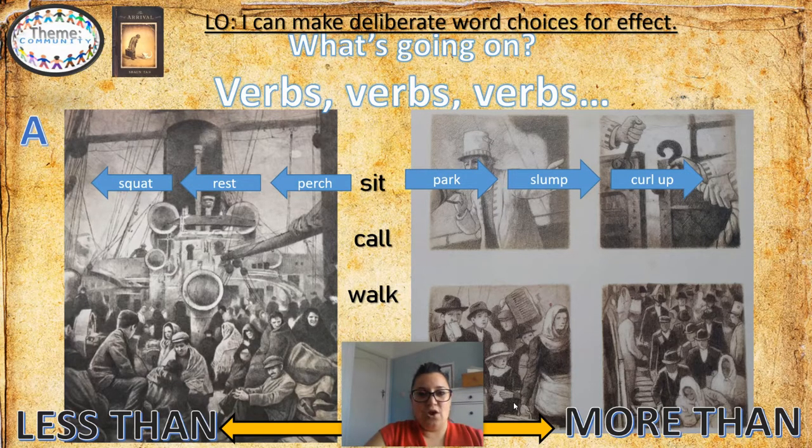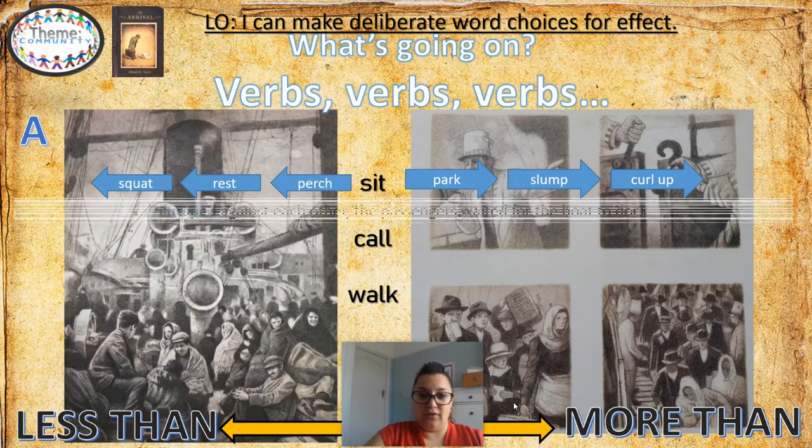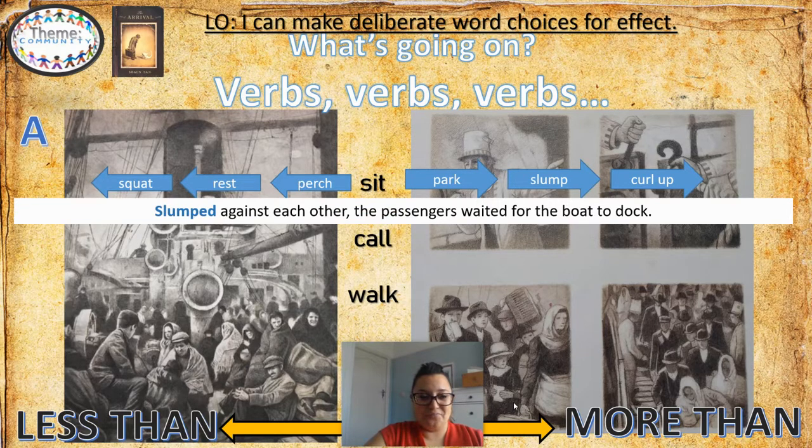Let's see which word I've decided to use in order to match the picture that we have here. Slumped against each other, the passengers waited for the boat to dock. So I've gone with slumped. You can see they're far more relaxed. They don't seem to be in any hurry to go anywhere. They're not nervous at all.